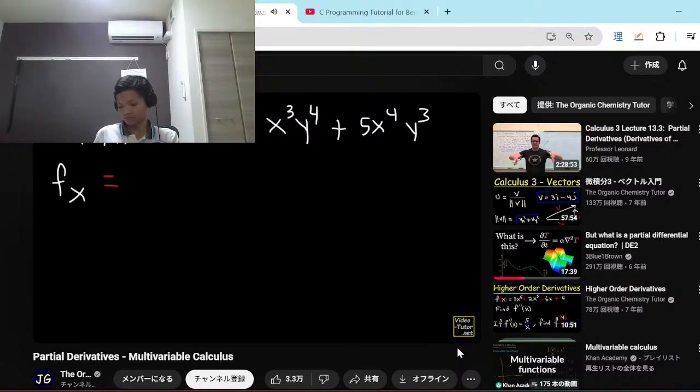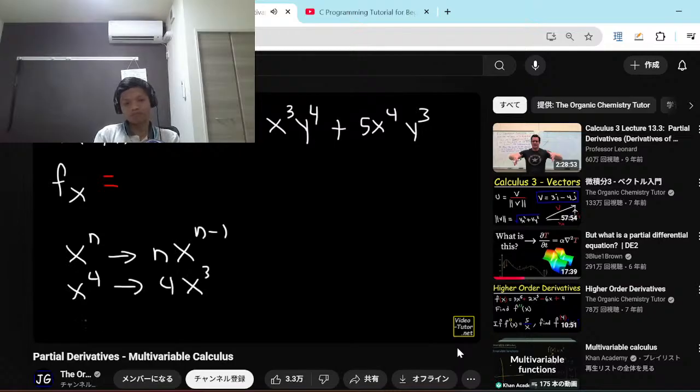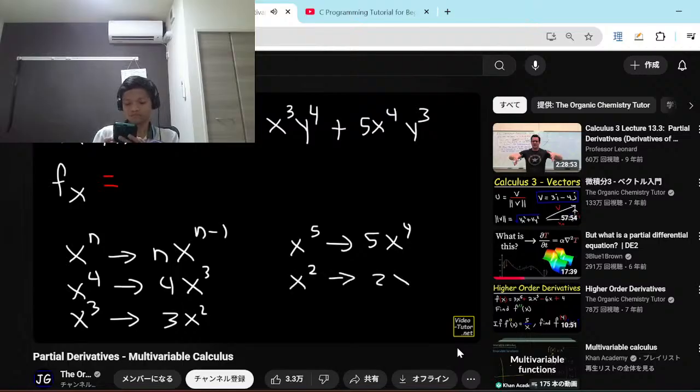Now before we do this problem, let's review the power rule. Let's say we have a function x to the n. If we wish to find the derivative, it's going to be n x raised to the n minus 1. So for example, the derivative of x to the fourth is 4x cubed. The derivative of x cubed is 3x squared. The derivative of x to the fifth is 5x to the fourth. The derivative of x squared is 2x to the first power. The derivative of x, or x to the first power, is 1x to the 0, which is the same as 1.